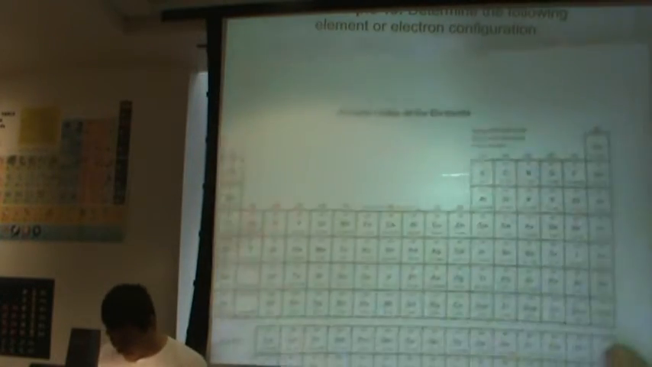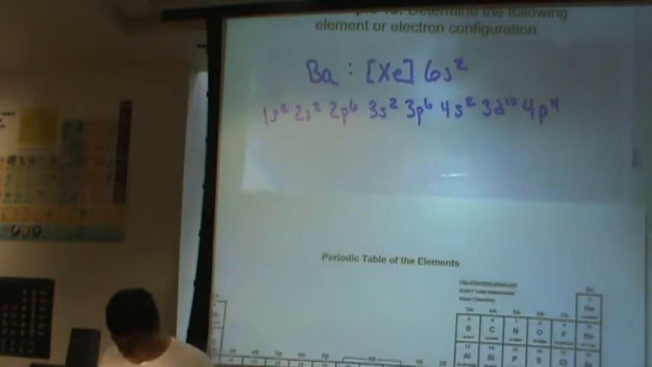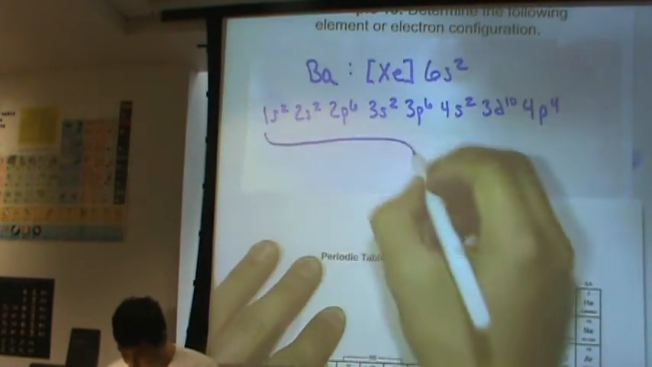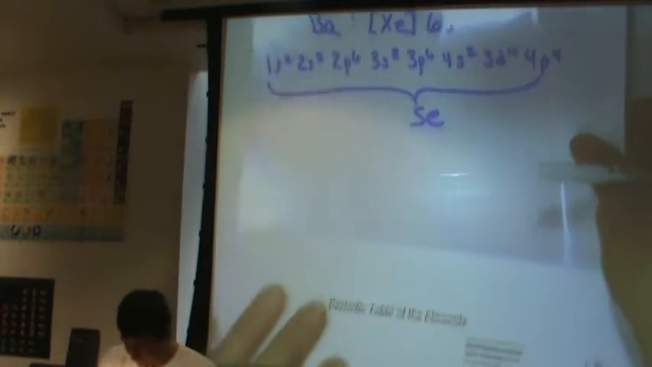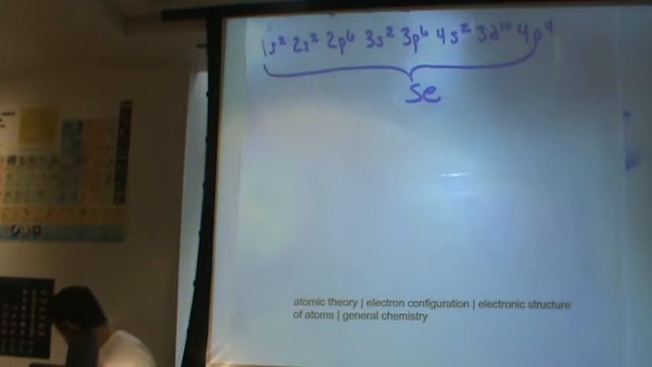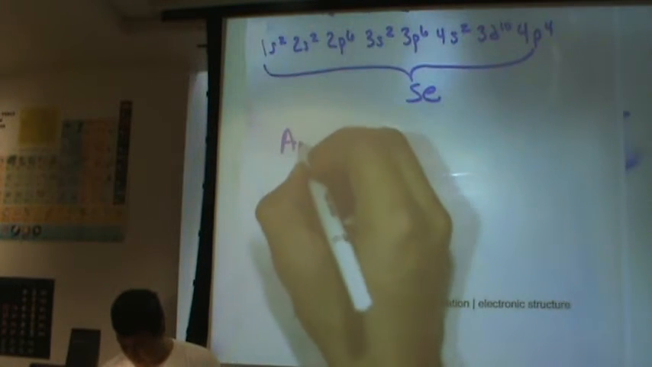So the element we have for that is going to be selenium. So this is selenium. What else do we have? The next one is gold.